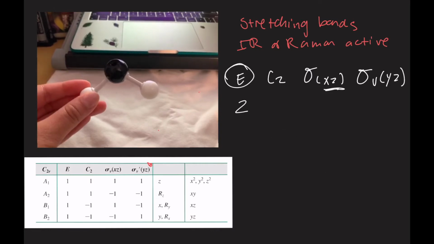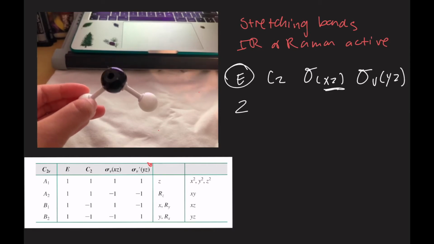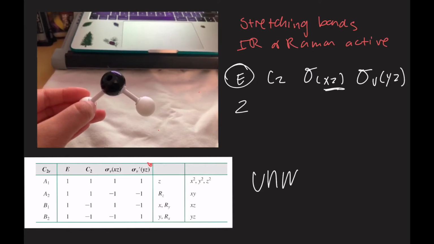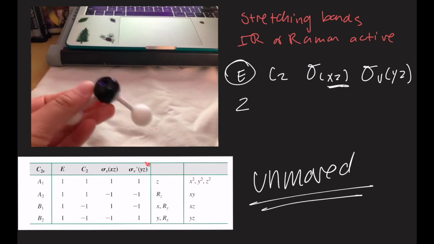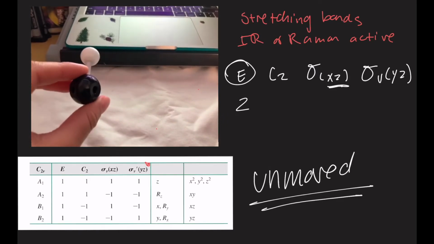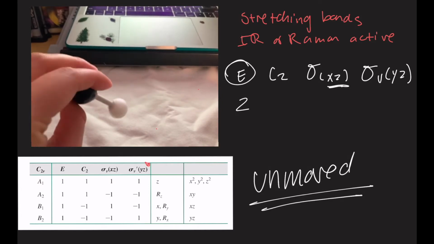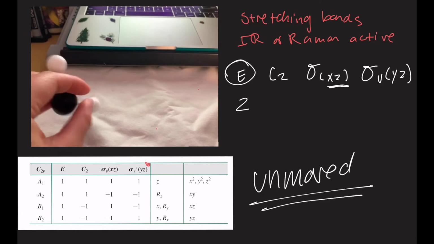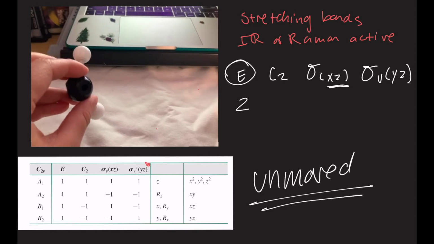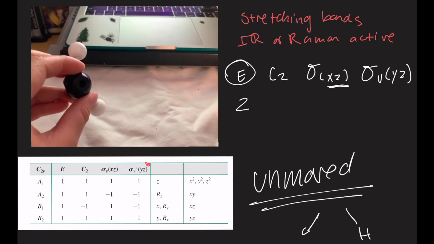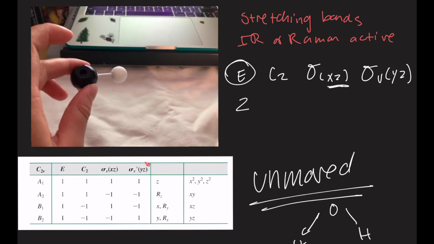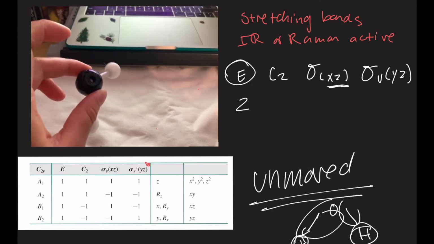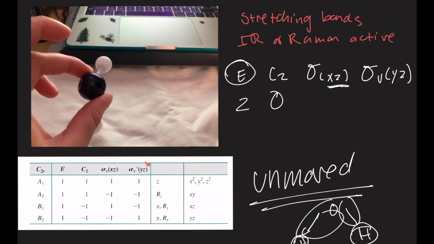So we have 2. Then for our C2, to calculate these, we have to count the ones that are unmoved. If we do our rotation like this, which is 1, and a rotation like that, it's 2. How many of those stretches are unmoved? As we can see here in the video, both of the hydrogens, both of the bonds moved. So 0 were left unmoved.